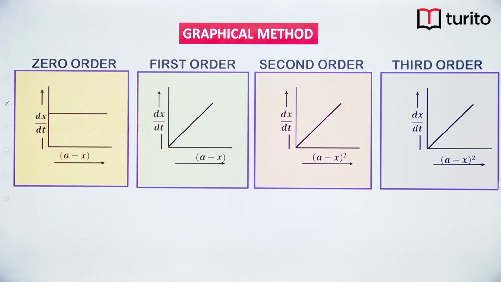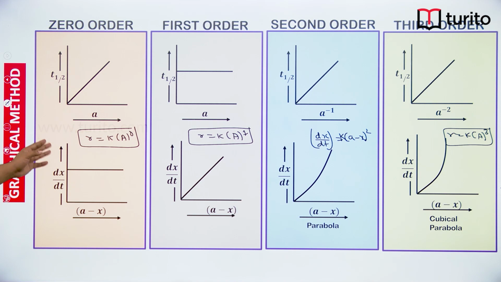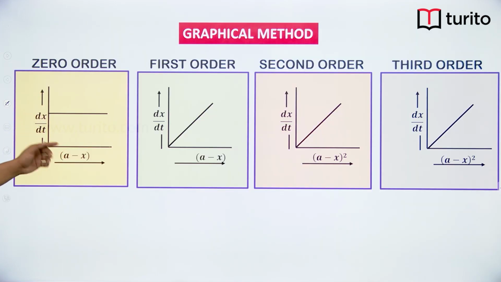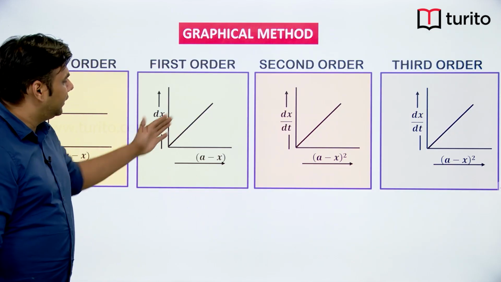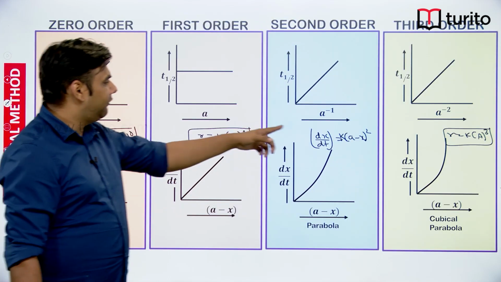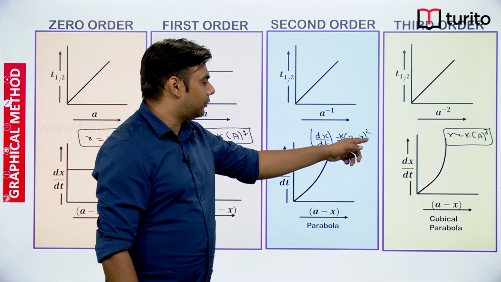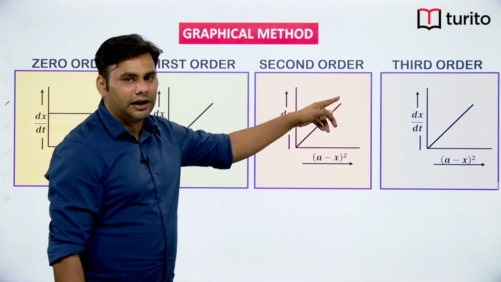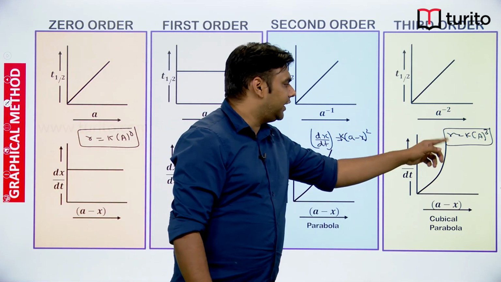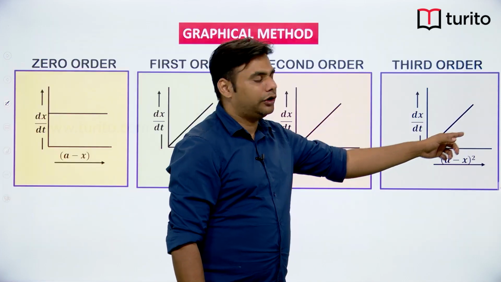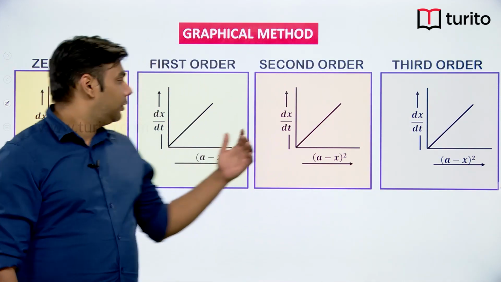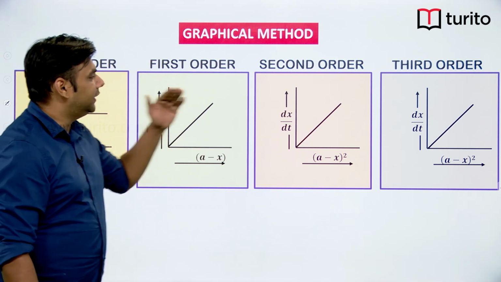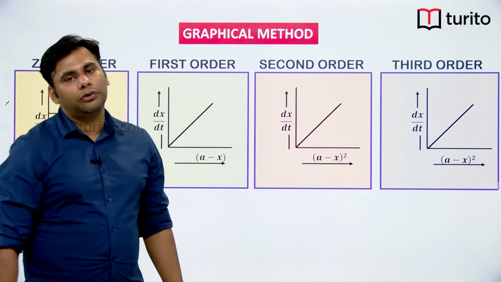Similarly, if we plot dx by dt, that is rate, with concentration, for zero order it is again constant. If we plot dx by dt with A minus x, it is directly proportional. If we plot dx by dt with A minus x square, it will again be directly proportional. If we plot dx by dt with A minus x cube, or the concentration cube, it will again be a straight line, and the slope of these 3 graphs would be equal to k.